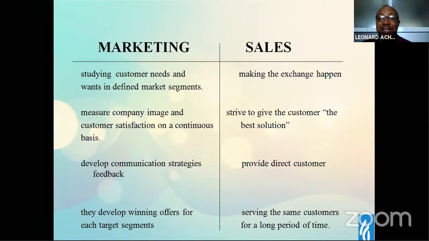Salesperson received direct feedback on the field, in the market, of customers' perspective about the product or services. Marketing develops winning offers for each target customers or market, whereas sales serve the same customers for a long period of time.